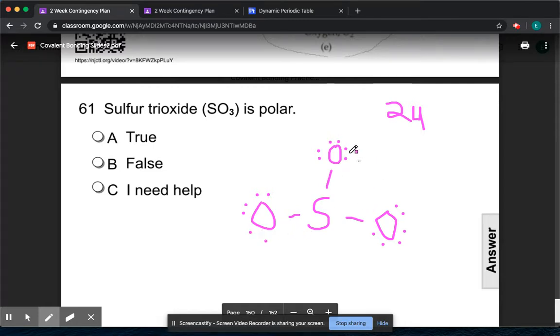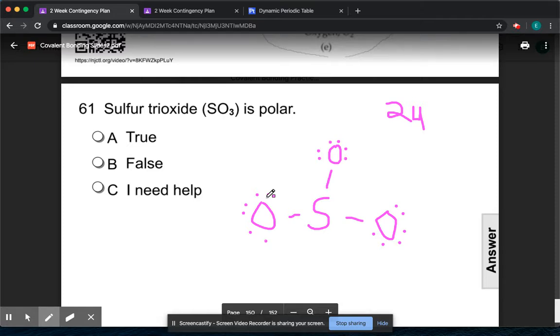Are the oxygens happy? Yes, they are. They each have 8, 8, 8, and 8. How many electrons have we used up so far? 8, 16, 24. We've used up all 24.